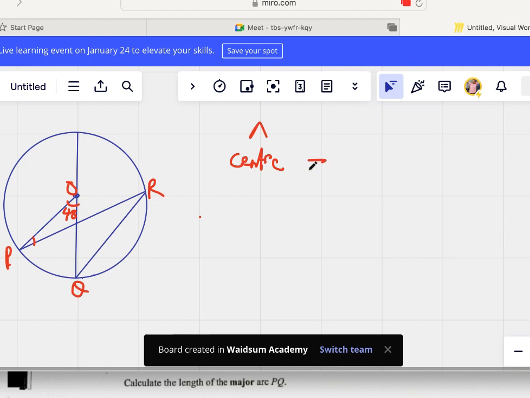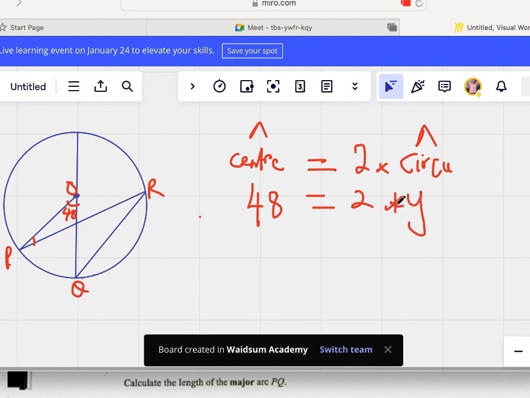The angle at the center is twice the angle at the circumference. So I'll say 2 times angle circumference, and we just write circumference in abbreviation. The angle at the center is 48 degrees, so I write 48 degrees is equal to 2 times the angle at the circumference. We don't know it, that's what we are to find, so I can call it y. 2 times y is 2y. Therefore y, the angle at the circumference, is equal to 48 divided by 2, which is 24.